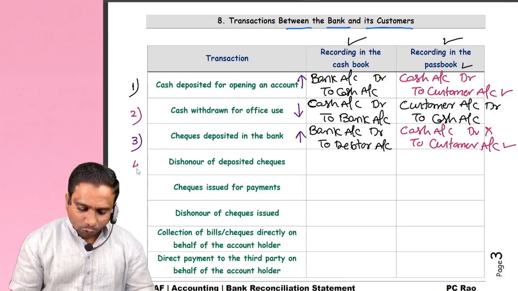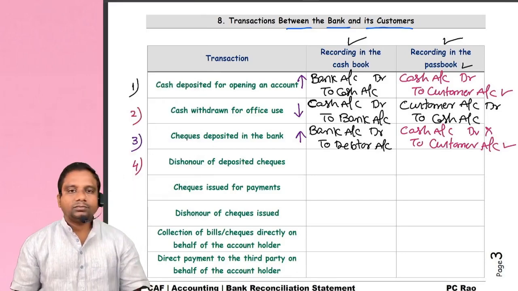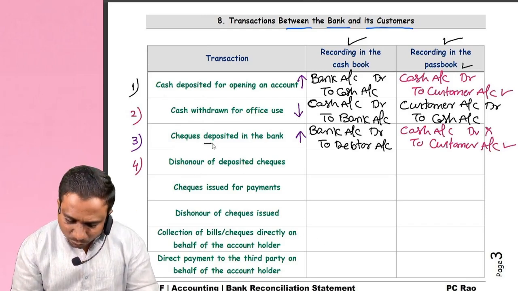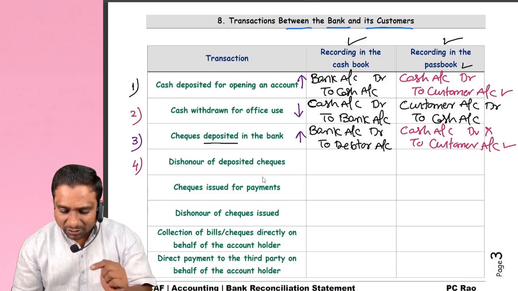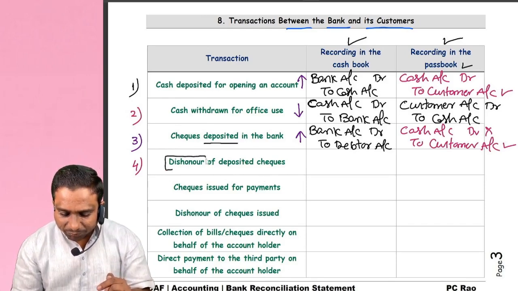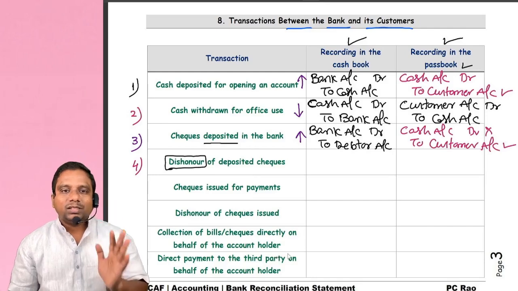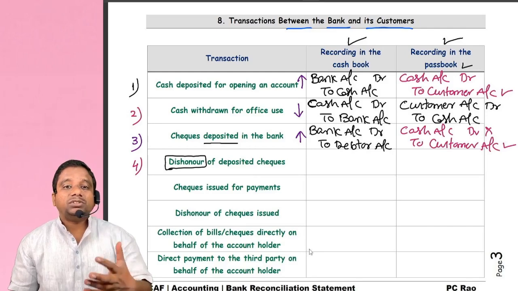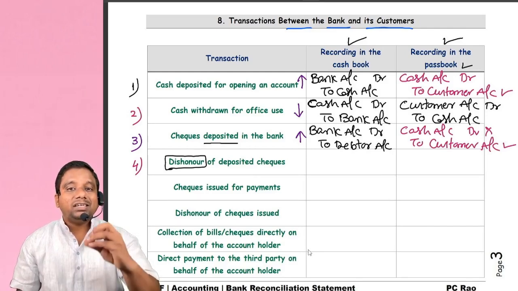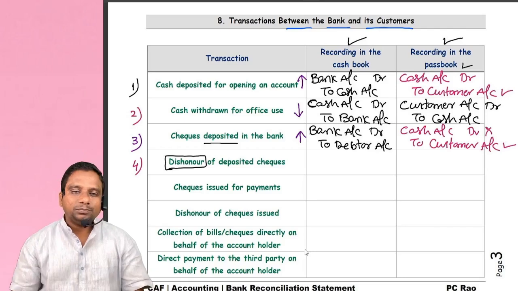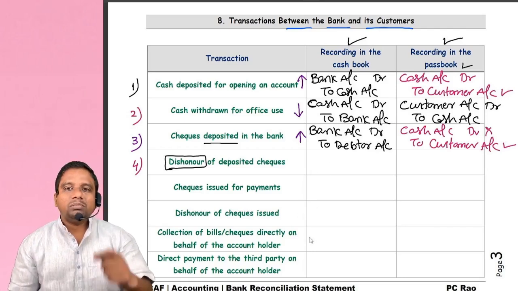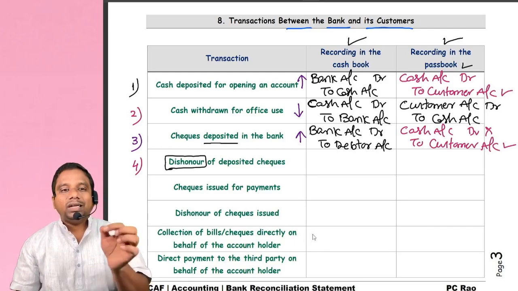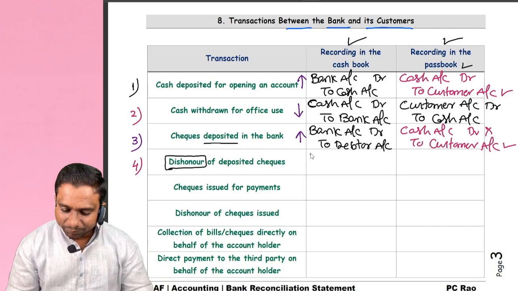Next one, look at the fourth one. Dishonor of deposited check. See, here we have deposited a check, and now the deposited check becomes dishonored. We have already discussed this type of transaction in the cash book. If the deposited check becomes dishonored, then what do we do? Immediately we record the reversal entry. See, earlier which entry have we recorded? Bank account debit to debtor account. Now this entry becomes reversed.